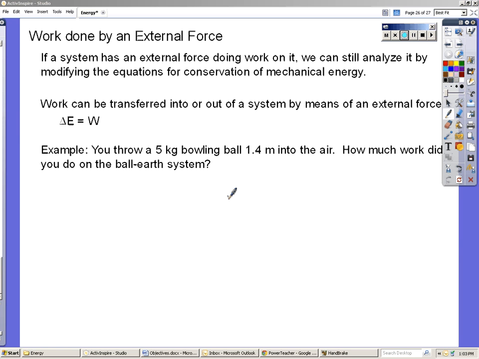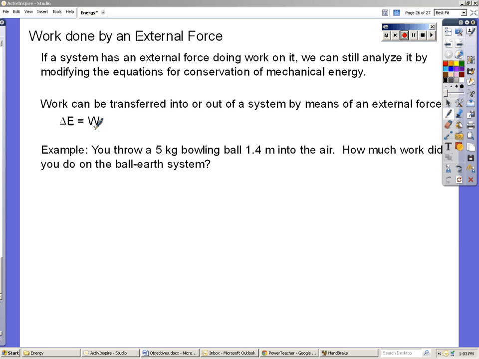We clearly can't still use conservation of energy, because if we have an external force doing work on the system, the energy of the system is going to change. But the good news is, if we know something about the force, we can figure out how much work it does and modify conservation of energy there. Essentially, the change in the energy of the system is equal to the work done by the external force. So if I'm doing positive work on the system with an external force, I'm putting energy into the system, and if I'm doing negative work, I'm taking energy out of the system.